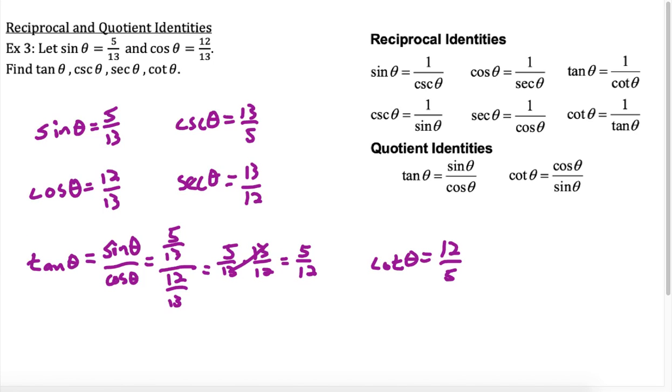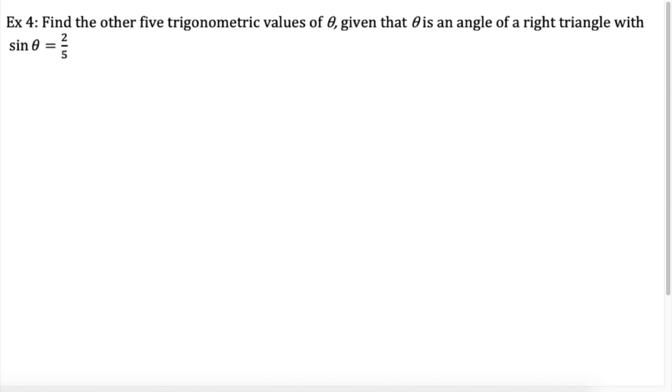Our final example is if we're just given one of the trig functions, one trig value. We want to find the other 5. To do that, we are going to have to draw a triangle. So, let me draw a right triangle here. And so now, let's put our theta here.